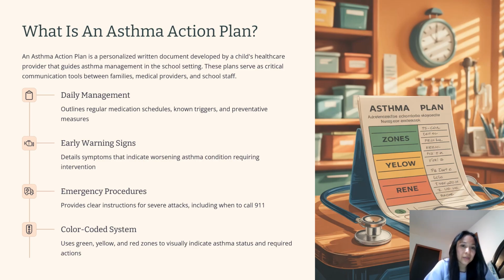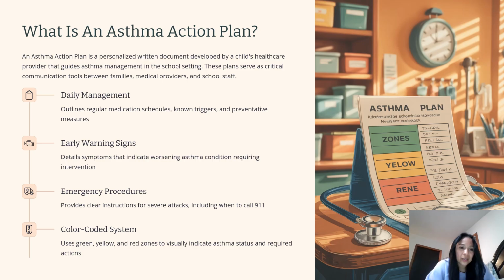So what does it include? It includes daily management. What is daily management? Daily management outlines regular medication. We get to know the triggers of asthma and how we can prevent these triggers. It also includes early warning signs. So in this plan, there are details of what the symptoms are, what we have to be looking for when asthma gets worse, and when a child requires intervention.